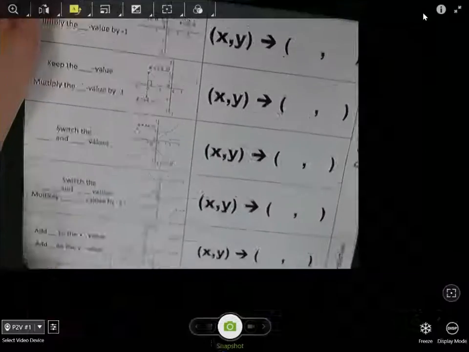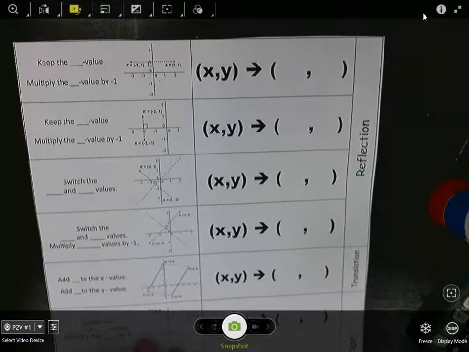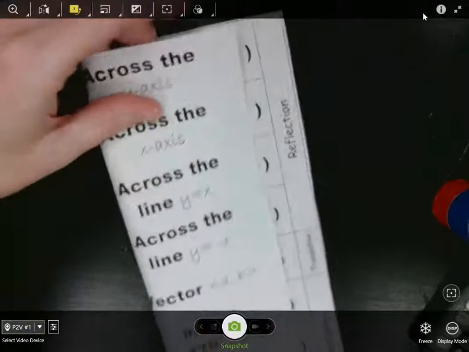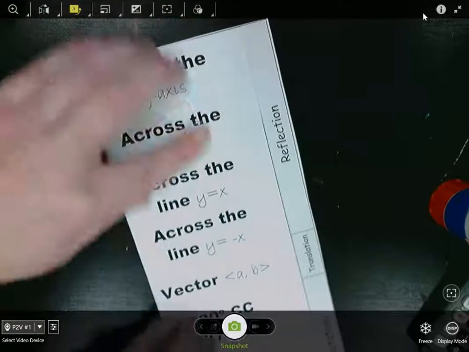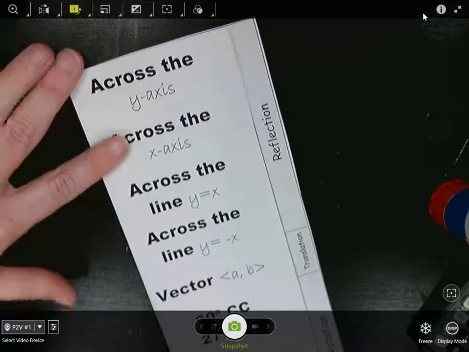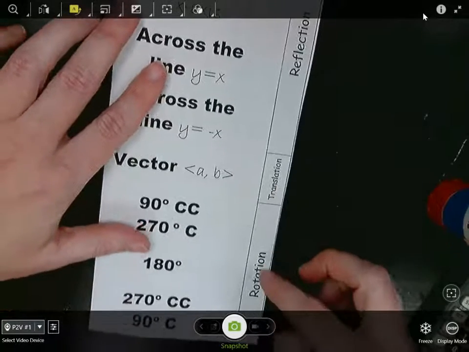All right, when you're done cutting along the outside, it should look like this. It should be a lot smaller. Okay, and what you're going to do is fold this just like that. So it looks like this, and you can see reflection, translation, and rotation.